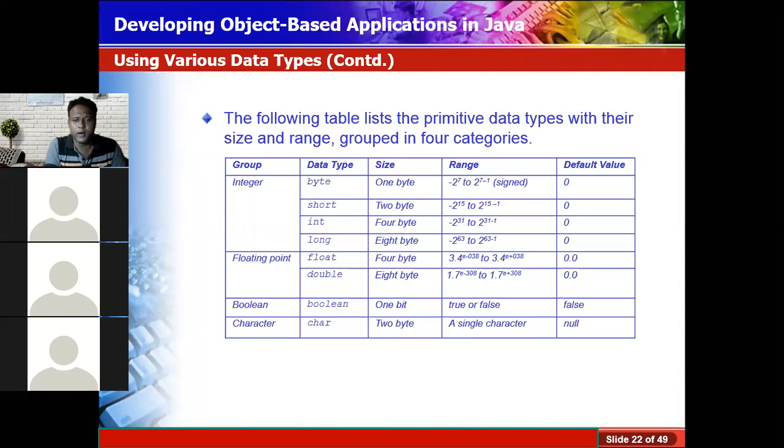Similarly, for floating point, the default value is 0.0. It is a fractional value. For Boolean type, the size is 1 bit, and the default value is false. Boolean contains a true or false value; either it shows you true or false. For character, it takes 2 bytes. If you do not store any kind of value, then your default value is null.